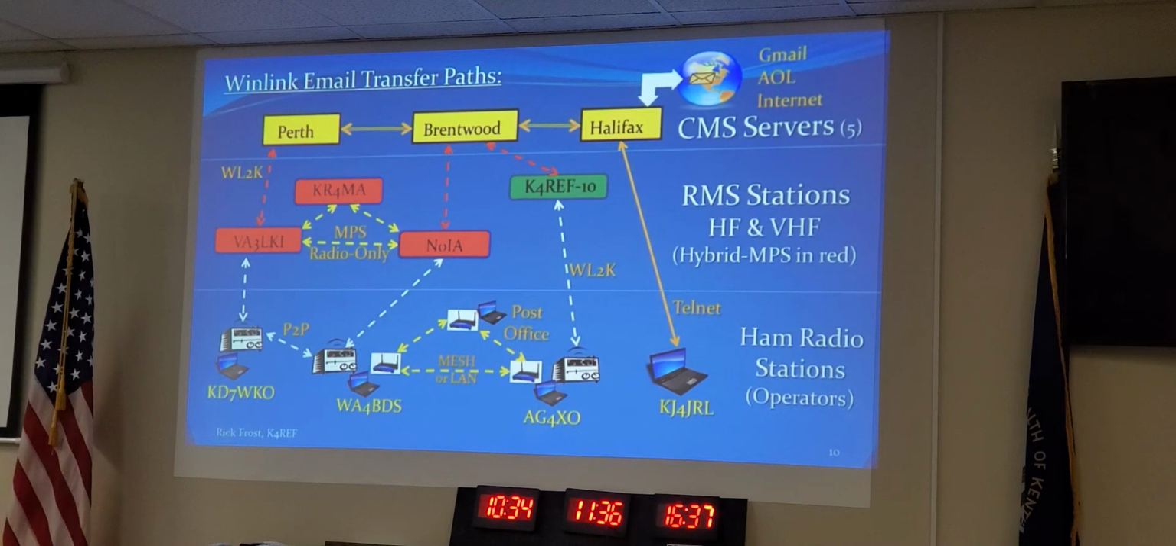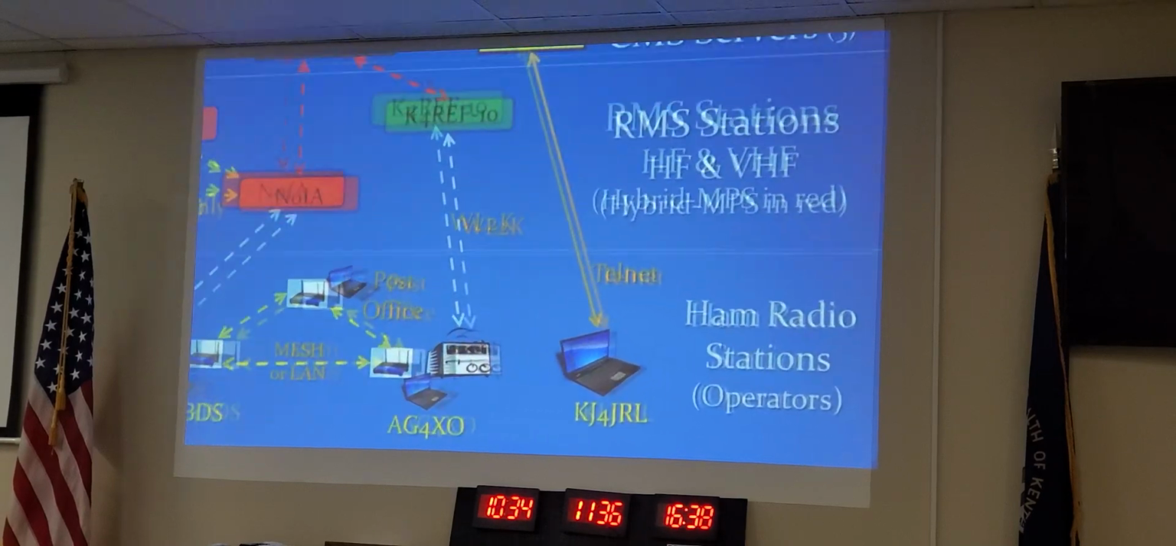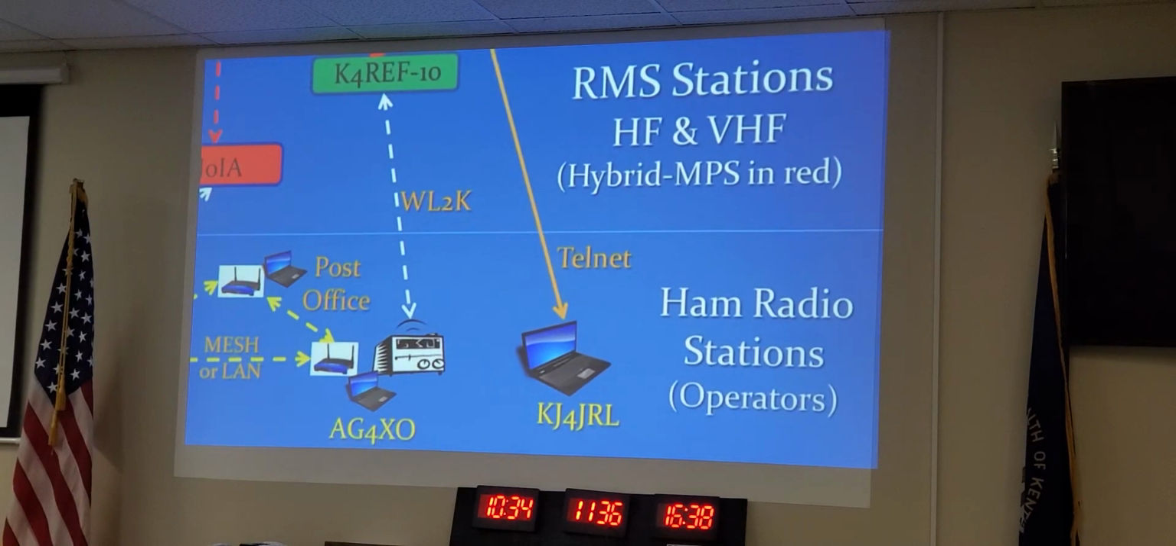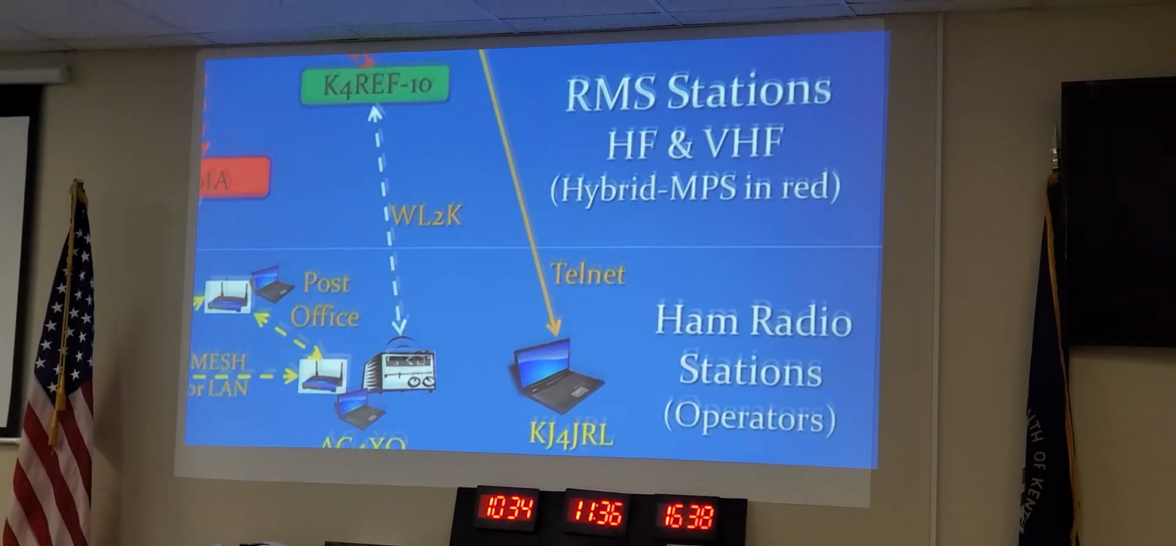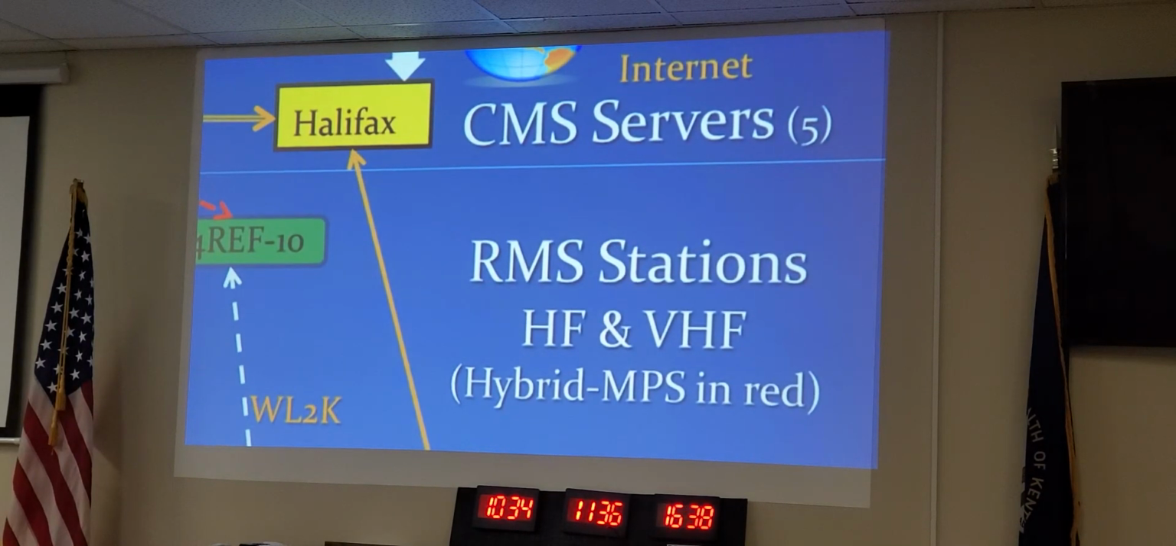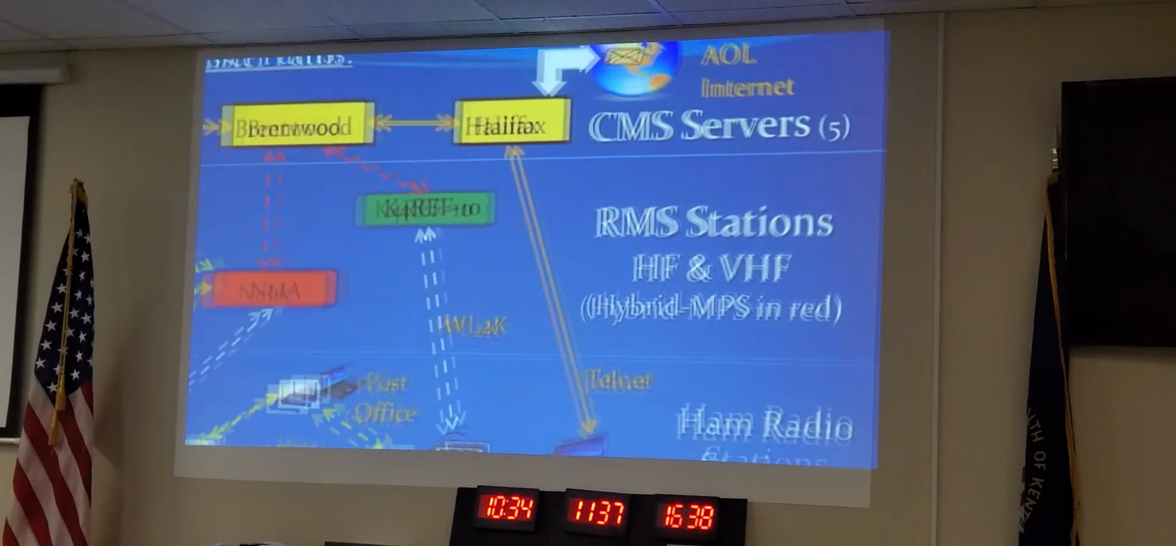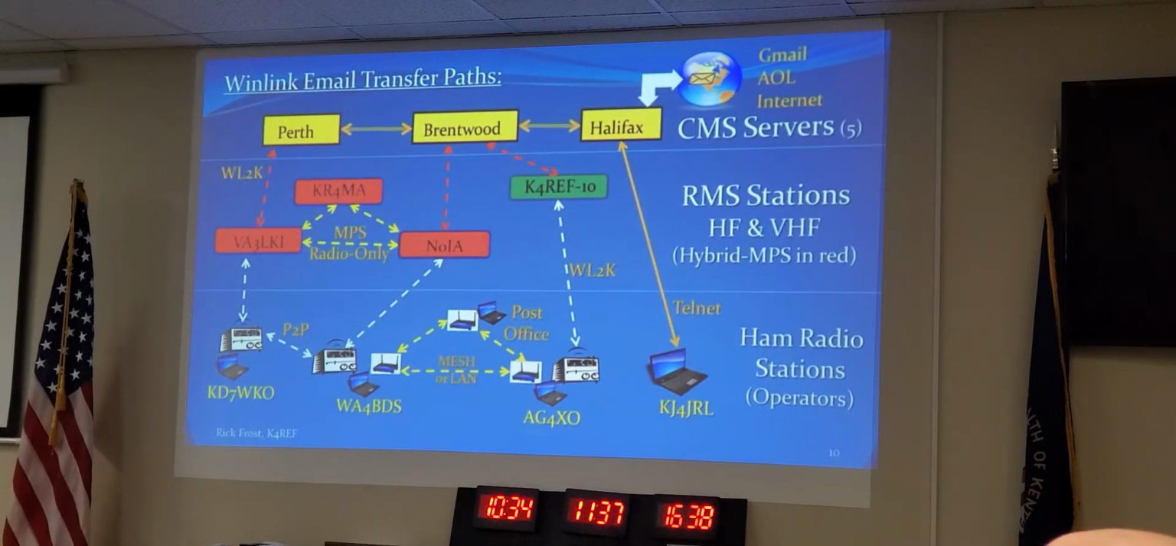Here is the big picture view of the transfer paths in the Winlink system. It consists of amateur radio stations, also known as ham operators, which originate and receive email, RMS stations, and CMS servers. So let's take a closer look at the actual operation of the Winlink system.